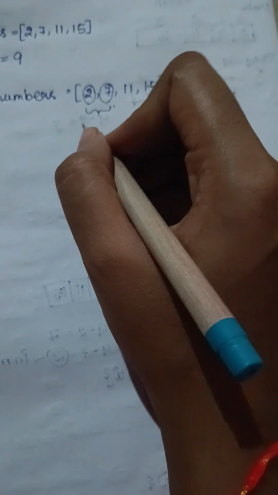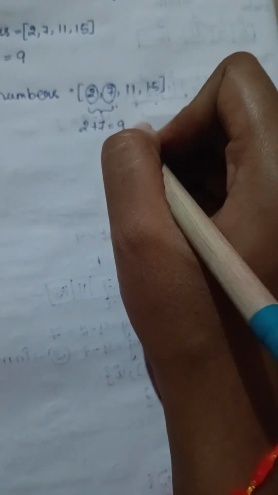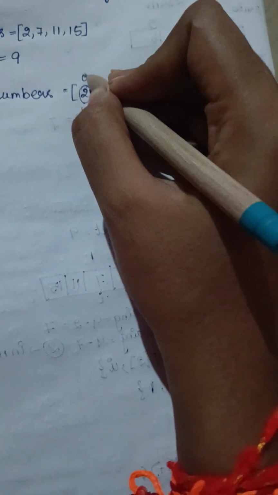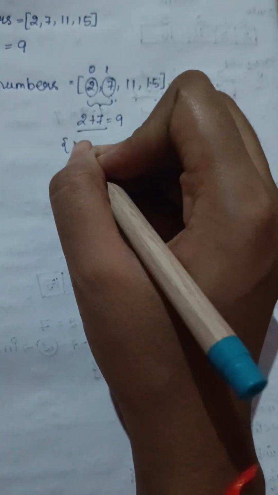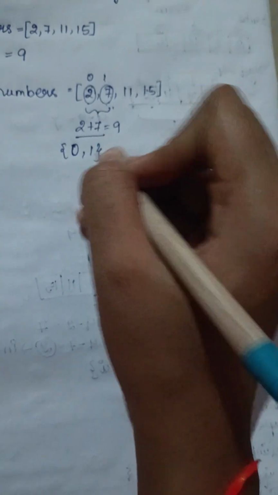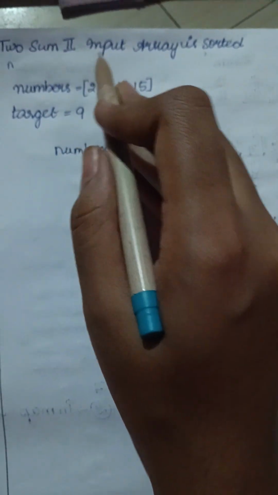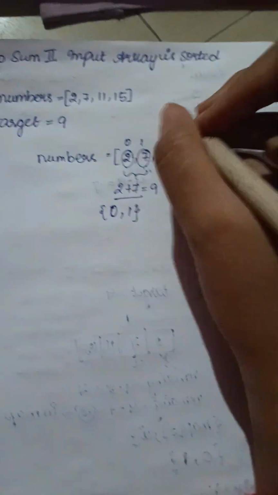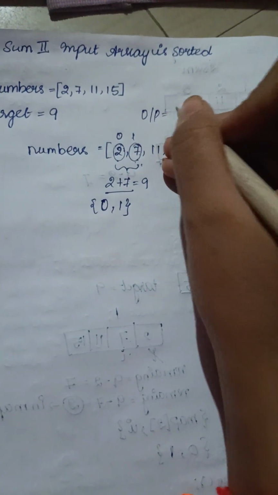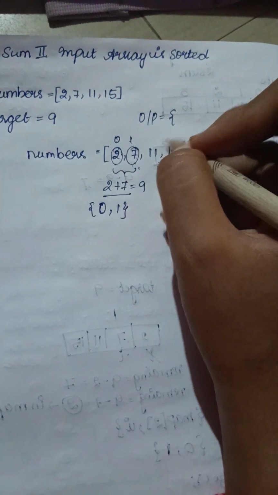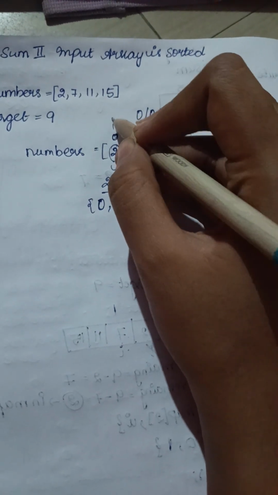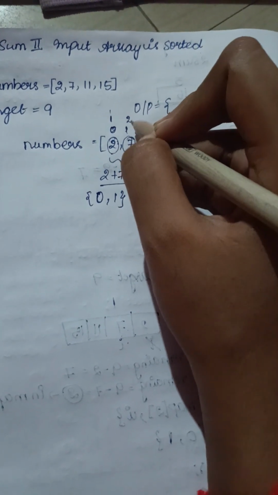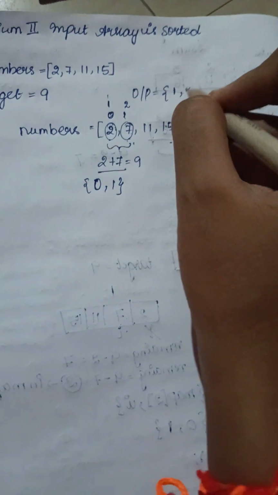So 2 plus 7 is equal to 9, so we have to return the indices of these numbers. The answer is 0 comma 1, but in the question Two Sum II, the output is asked in 1-based indexing. That is, instead of 0 we have to return 1, and instead of 1 we have to return 2. So the output is 1 comma 2.